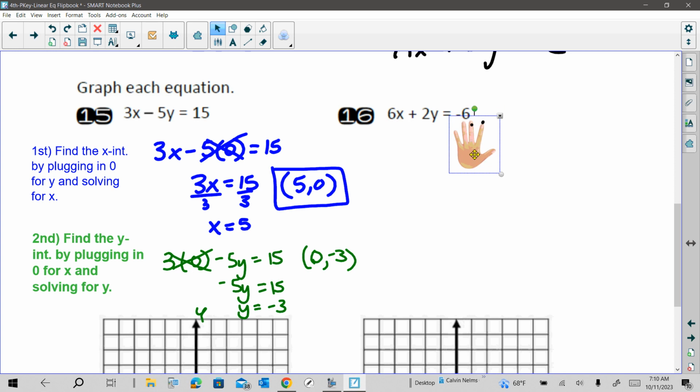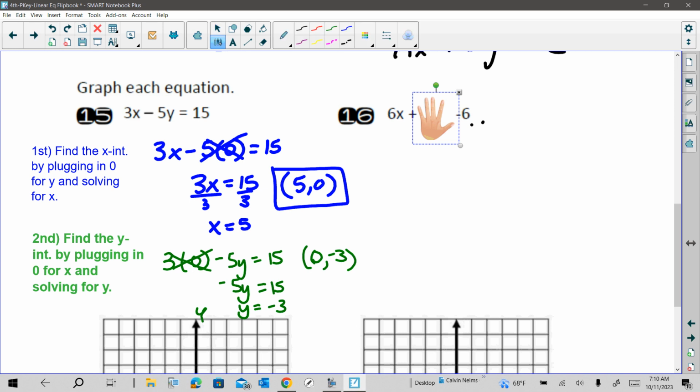Sorry. So if I want to find the x-intercept, I could just cover up the y and then solve the equation for x. So this makes a new equation, 6x equals -6, which means my x-intercept is -1. So it would be the point -1, comma 0.